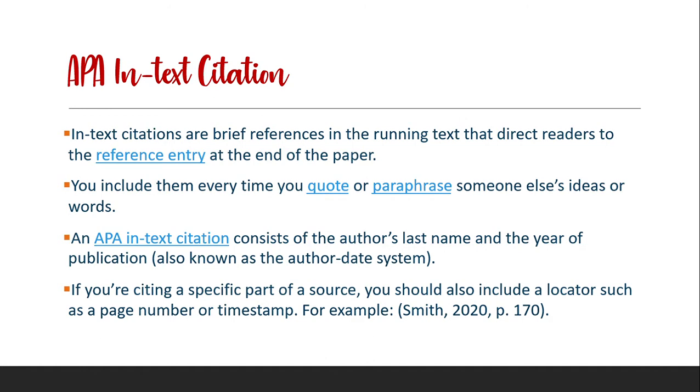the author-date system. If you're citing a specific part of a source, you should also include a locator such as a page number or timestamp. Page number, for example, Smith, 2020, p. 170. So that means that the direct quote is found on page 170. Timestamp is mainly used for videos. Exactly which time frame have you heard that?